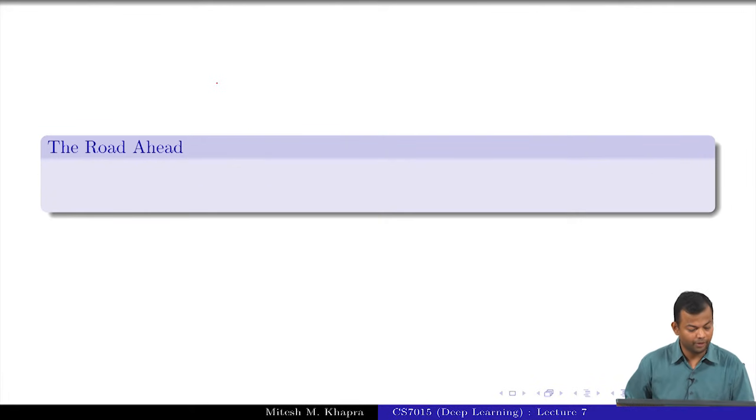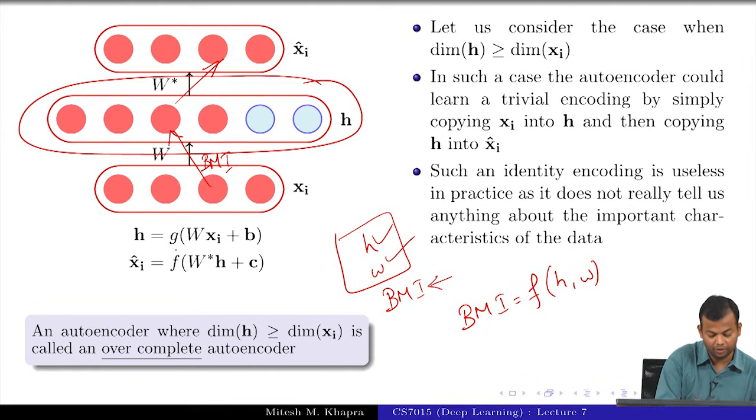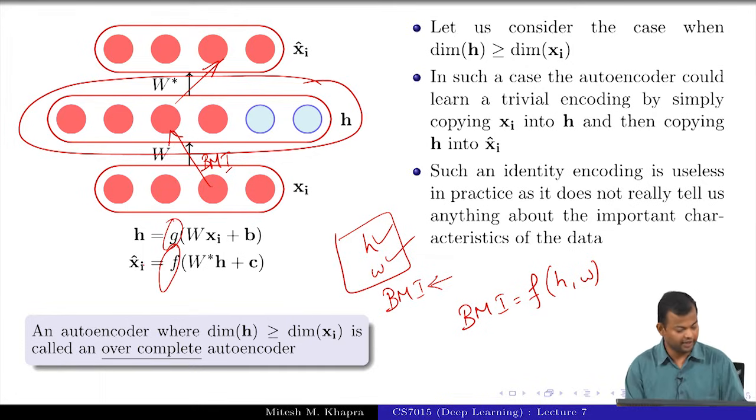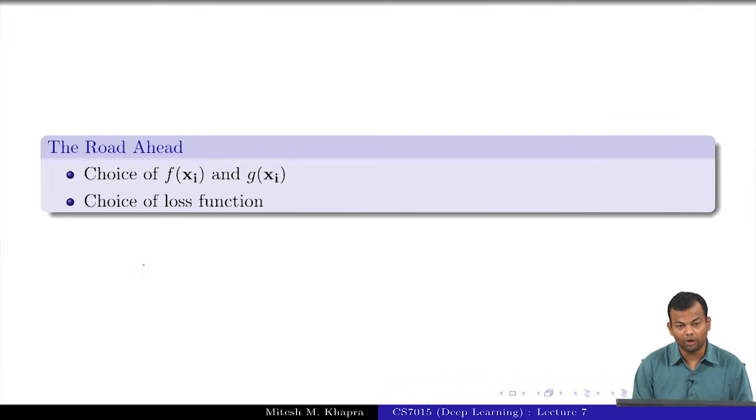First we'll talk about the choice of f(xi) and g(xi). We did not say anything about what these functions f and g have to be, so we'll talk about those. And then we'll talk about the loss function.